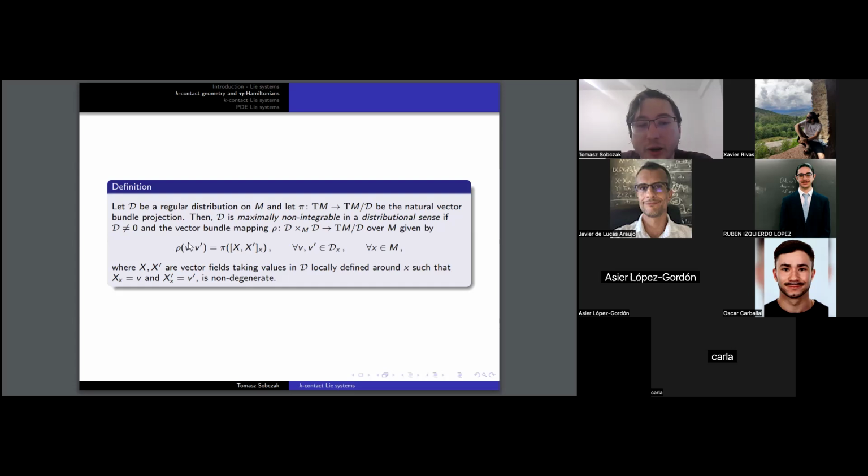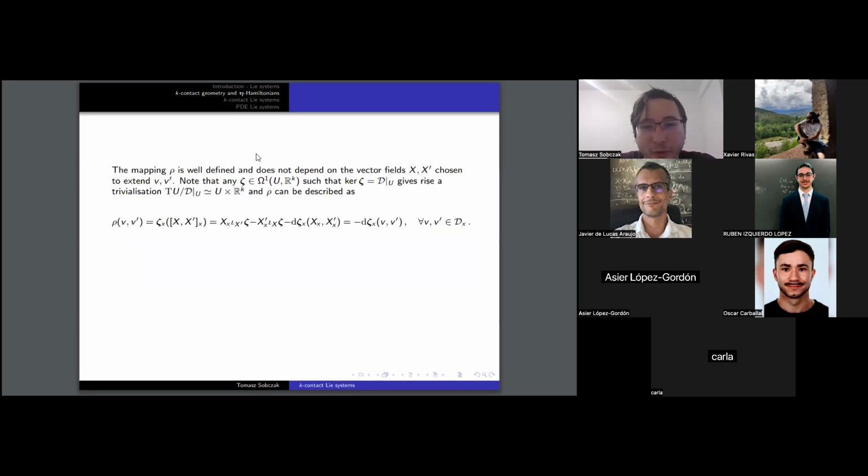As a comment, one can say, okay, but there we are taking specific vector fields, so maybe it does depend on the coordinates. However, it is well defined, from this argument: if we take our D, and this is what we are interested in, our distribution is locally the kernel of some K-form, and what is important, it doesn't have to be a K-contact one. It's just any K-form.